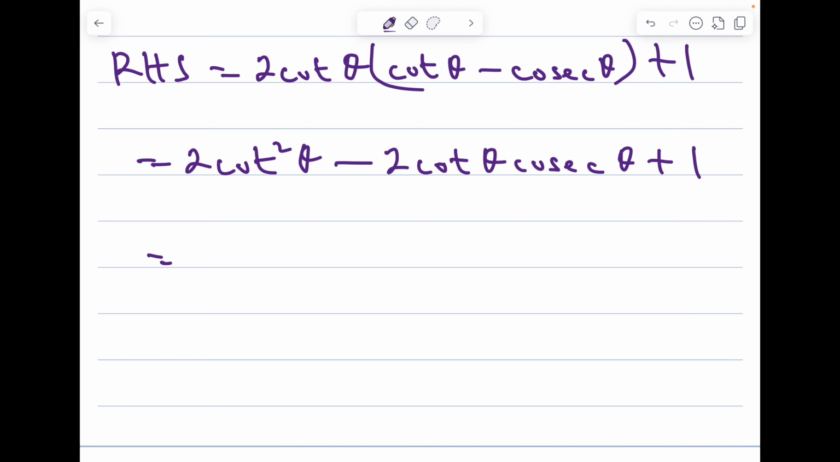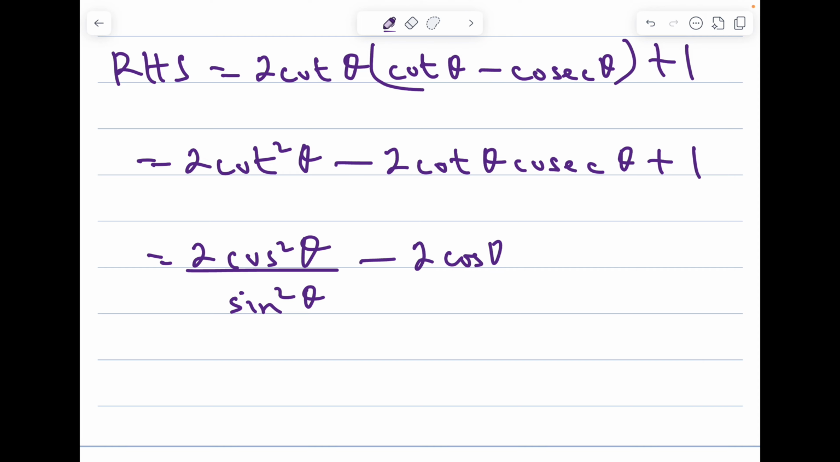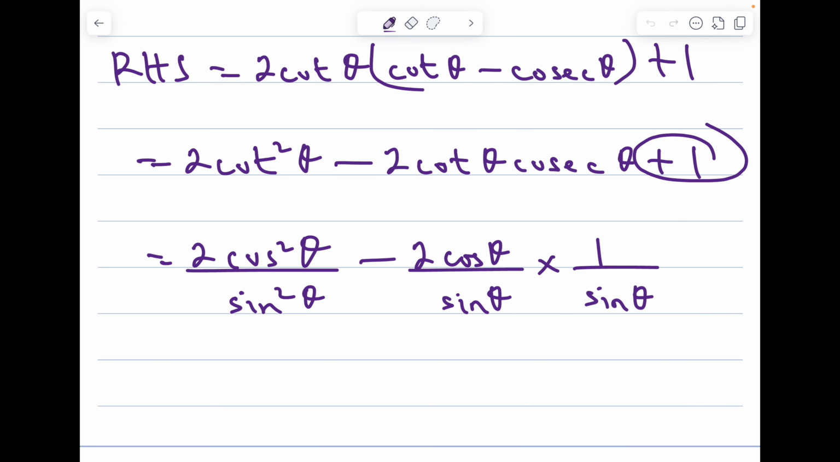And that's equal to 2. I know that cot square theta is the same as cos square theta over sine square theta, minus 2 cot theta. That will be 2 cos theta over sine theta. Cos theta over sine theta is cot theta, times cosec theta, which is 1 over sine theta, and you have this plus 1.